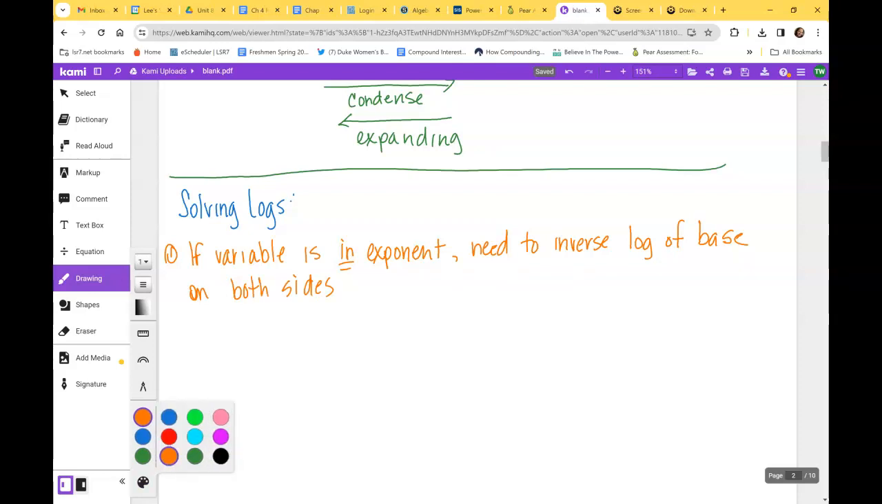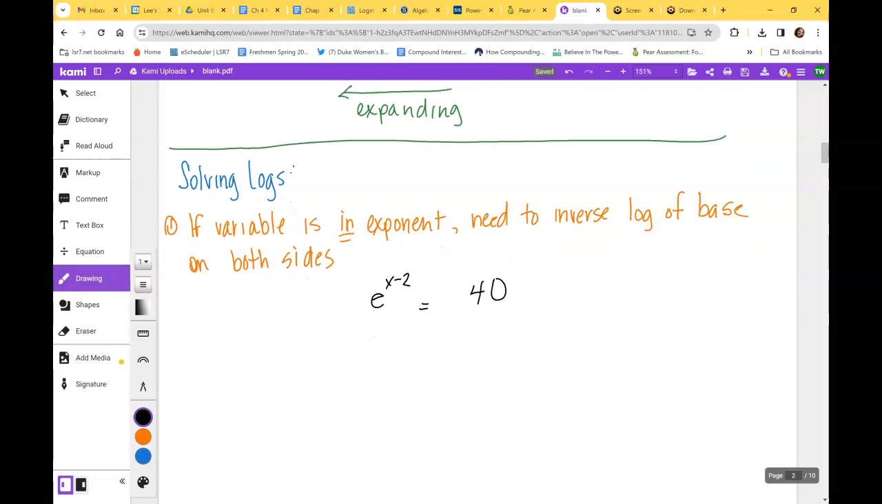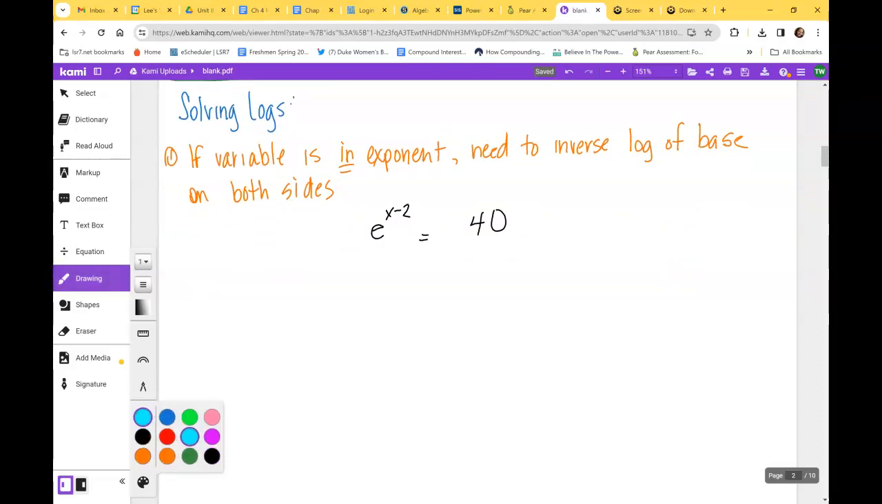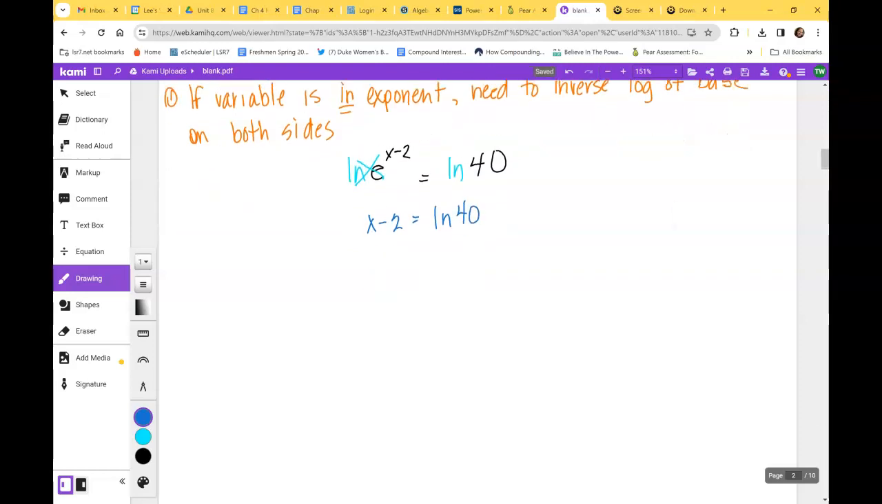So my example of this is if I have e to the x minus 2 equals 40. Okay, my variable is in the exponent. My base is e, so my inverse of that is natural log. And what that does is that allows me to inverse the e and get rid of it. So now I have x minus 2 equals the natural log of 40.